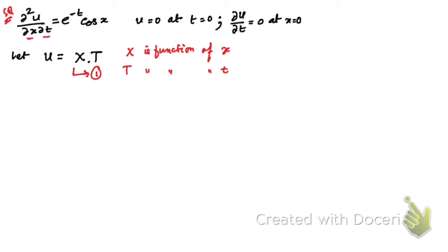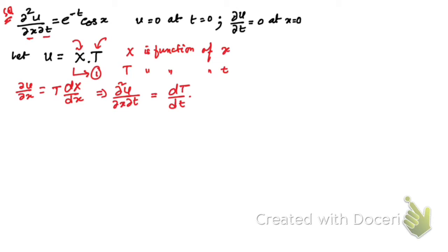Now let's differentiate it with respect to x. Del u by del small x, right? Let us differentiate it with respect to small x. Then we're going to take t as a constant, capital T, then d capital X by d small x. And if we differentiate it again with respect to t, we're going to have the second order derivative of u with respect to x and t, del square u by del x del t, and this time we're going to take x as a constant. So this term remains as it is, then here we're going to have d capital T by d small t into d capital X by d small x. That's what we have got.